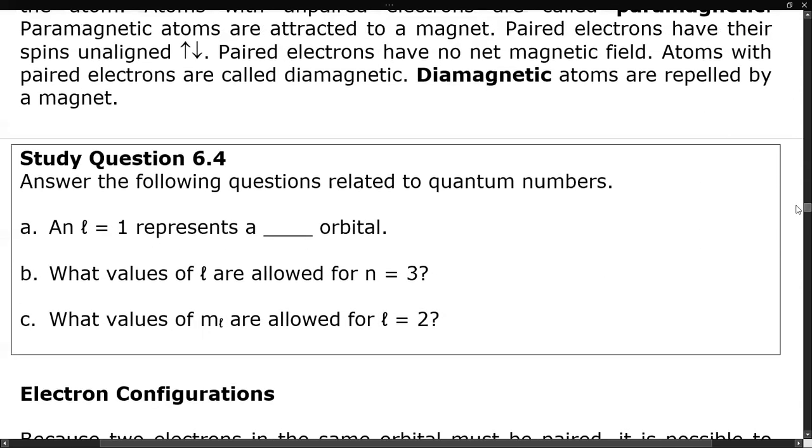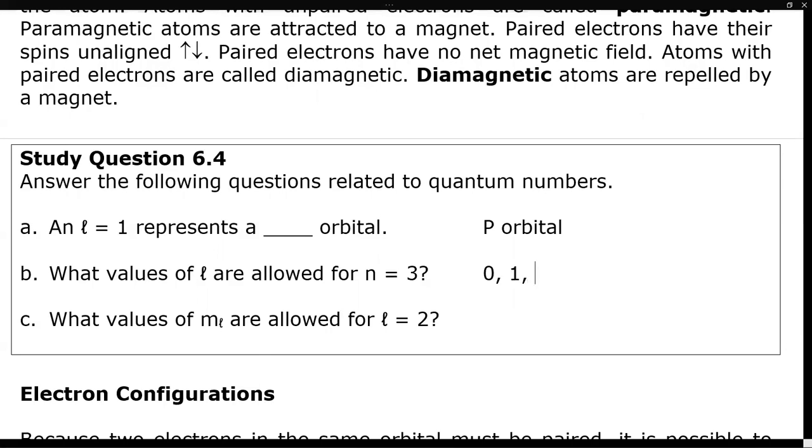So let's look at some questions there, to see that we remember everything. So l equals 1 represents a p orbital. What values of l are allowed for n equals 3? Remember, l can range from 0 to n minus 1. So the values of l would be 0, 1, and 2, but not 3. It's not allowed. So for n equals 3, I could get an s, a p, or a d orbital.